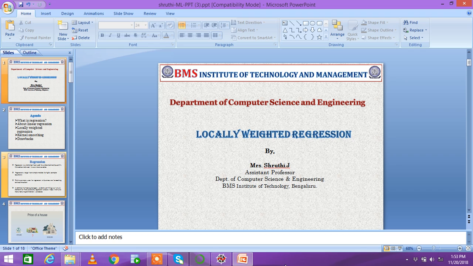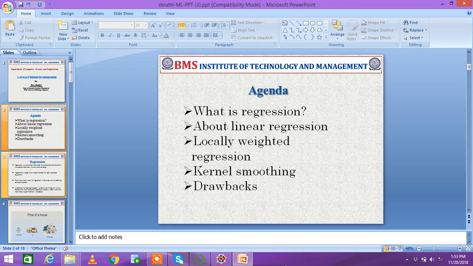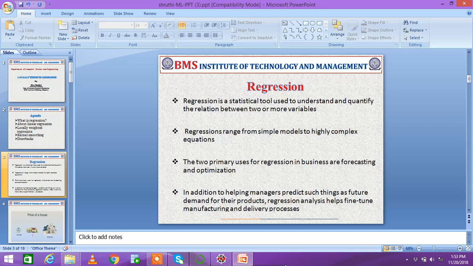Assistant Professor CSE BMSITM. Here I'll be explaining about locally weighted regression. This is the agenda. What is regression? I'll be explaining about linear regression, locally weighted regression, why do we need kernel smoothing, and what are its drawbacks.